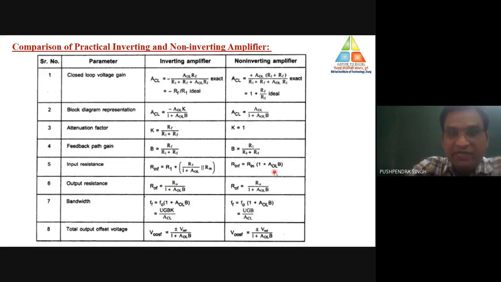We have discussed how to calculate the value of input resistance with feedback. For output resistance with feedback, both are the same. The bandwidth in both conditions is the same. The total output offset voltage is the same. So this is a comparison table. Whatever we have seen in the derivation is represented over here. So based on these formulas, in the next lecture we are going to solve some problems related to inverting and non-inverting amplifiers. So this is about today's lecture. Thank you so much for today.